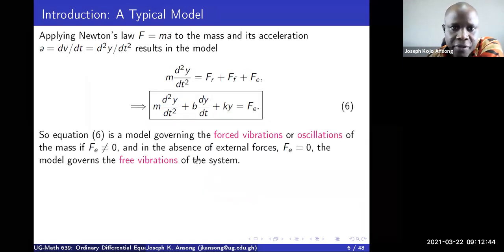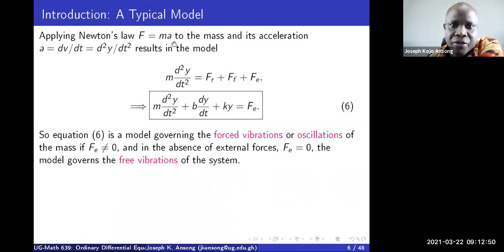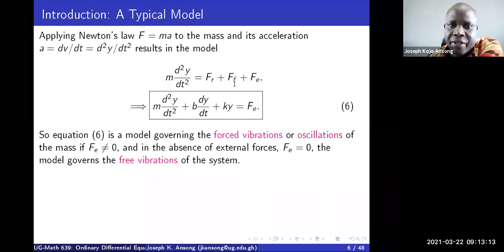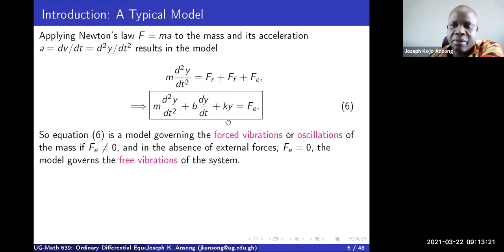If you look at Newton's law, where F is equal to ma, we have a mass that's accelerating, a. Acceleration is the change of velocity with time, or d squared y dt squared. So mass times acceleration is equal to the sum of all the forces: the restoring force, the frictional force, and the external forces. Fr here is negative ky, so you can bring it to this side. This guy we just looked at, the frictional force, we bring them to the left-hand side. And so we have an equation that looks like this. Now this becomes the model.